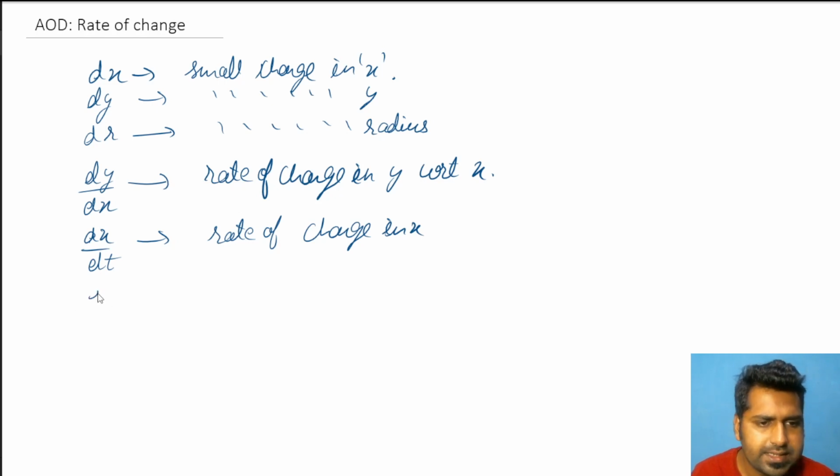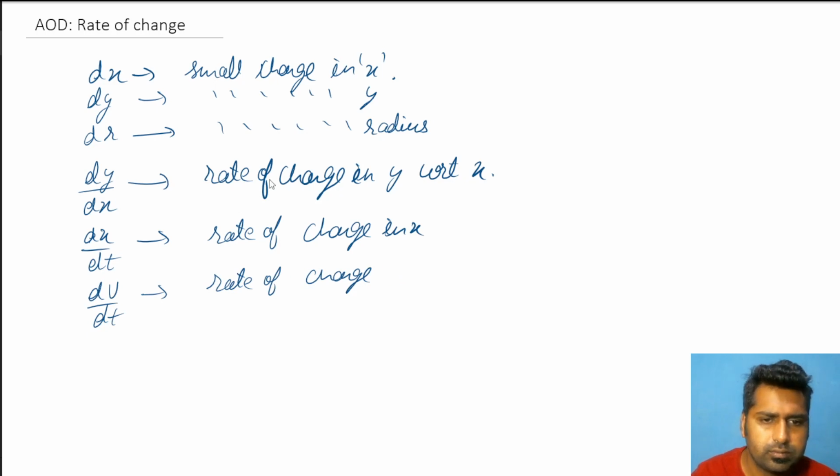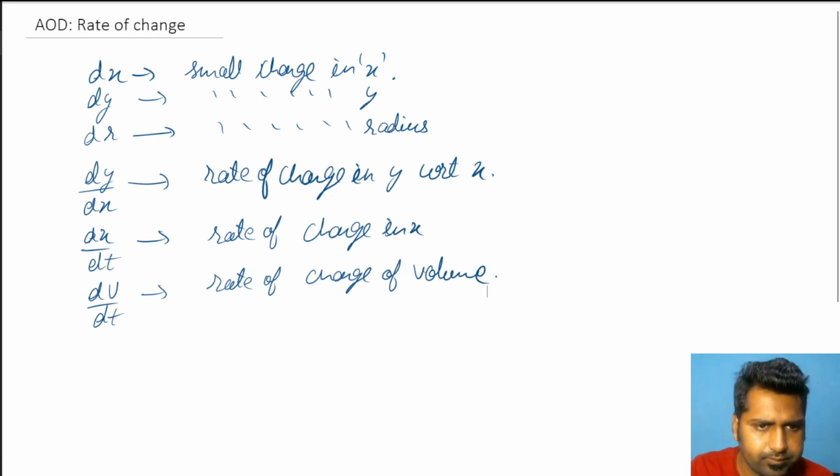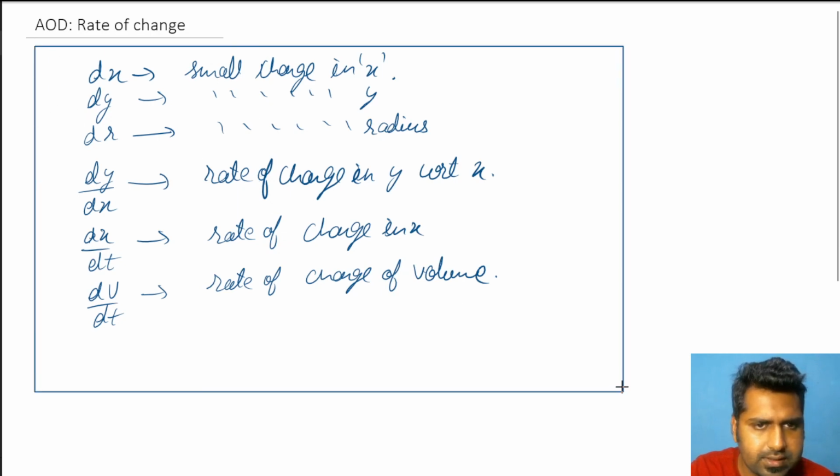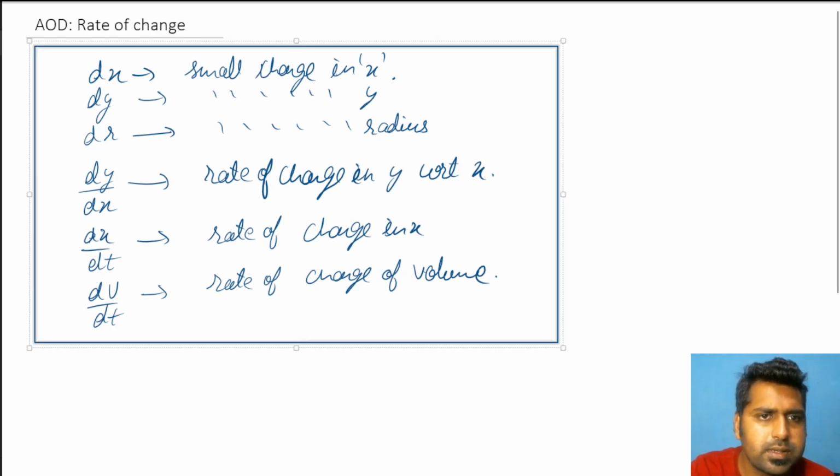So let's say he says dv by dt. What's the meaning of this? Rate of change of v, v represents volume. Rate of change of volume. So this interpretation is very much important here, so I'm putting everything in a box.